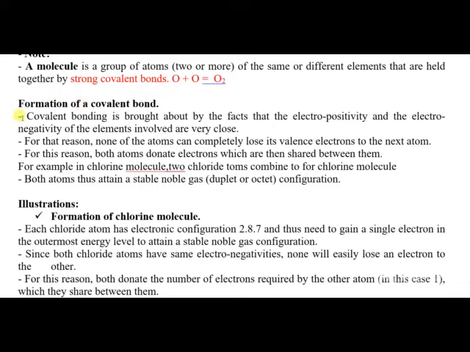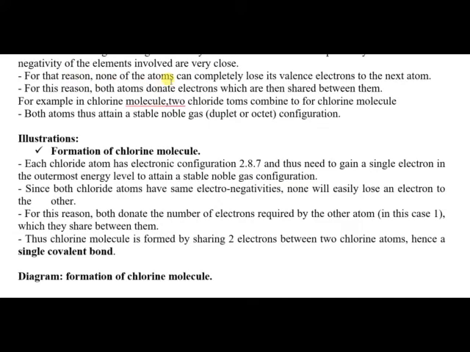Formation of a covalent bond. Covalent bonding is brought about by the fact that the electropositivity and electronegativity of the elements involved are very close. For this reason, none of the atoms can completely lose its valence electrons to the other atom. That is very true. The non-metals are not willing to lose electrons. They want to gain. So none of them is willing to give electrons. For this reason, both atoms donate electrons, which are then shared between them. For example, in a chlorine molecule, 2 chlorine atoms combine to form a chlorine molecule. Both atoms thus gain a stable noble gas duplet or octet configuration.